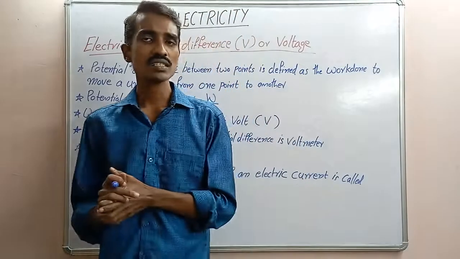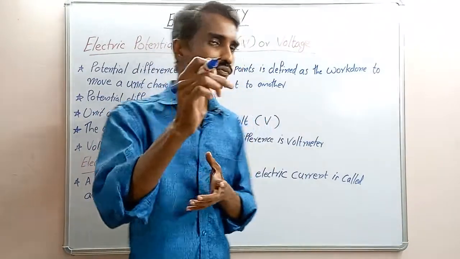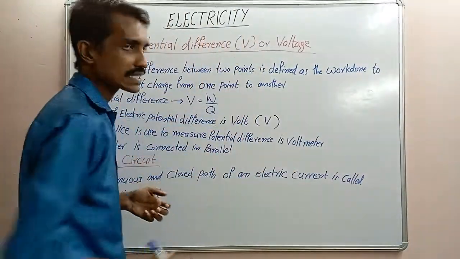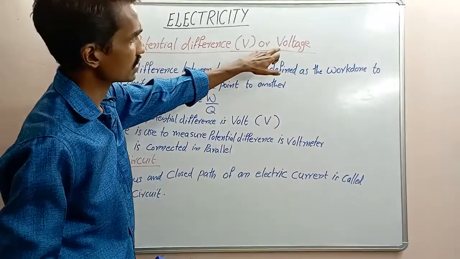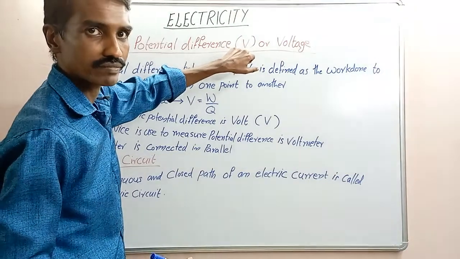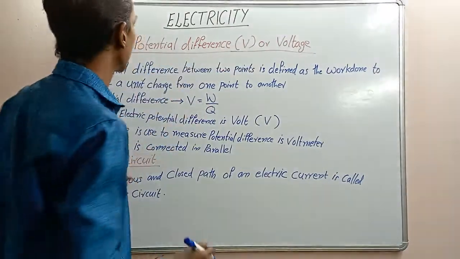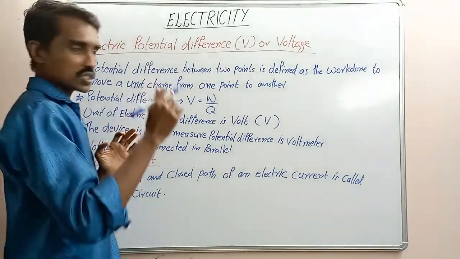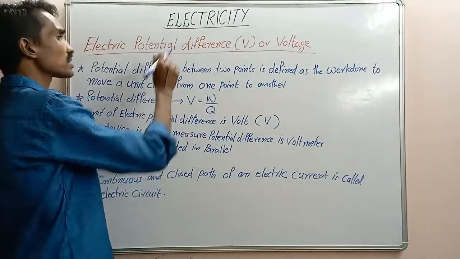Clear? Next is electric potential difference or voltage. We denote it as capital letter V. What do you mean by potential difference?